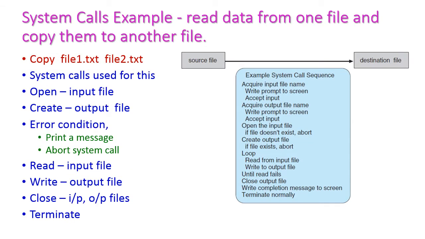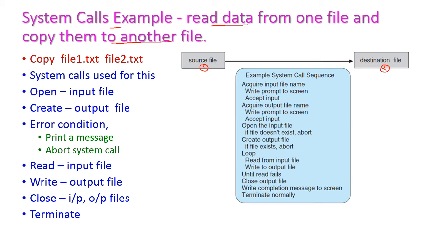Let us see one example of system calls. The example is to read data from one file and copy it to another file. That is, we are going to copy the content of one file to another file. The first one is the source file and the second one is the destination file. So to copy the content of the source file to the destination file, let us see how many system calls will be used by the operating system.